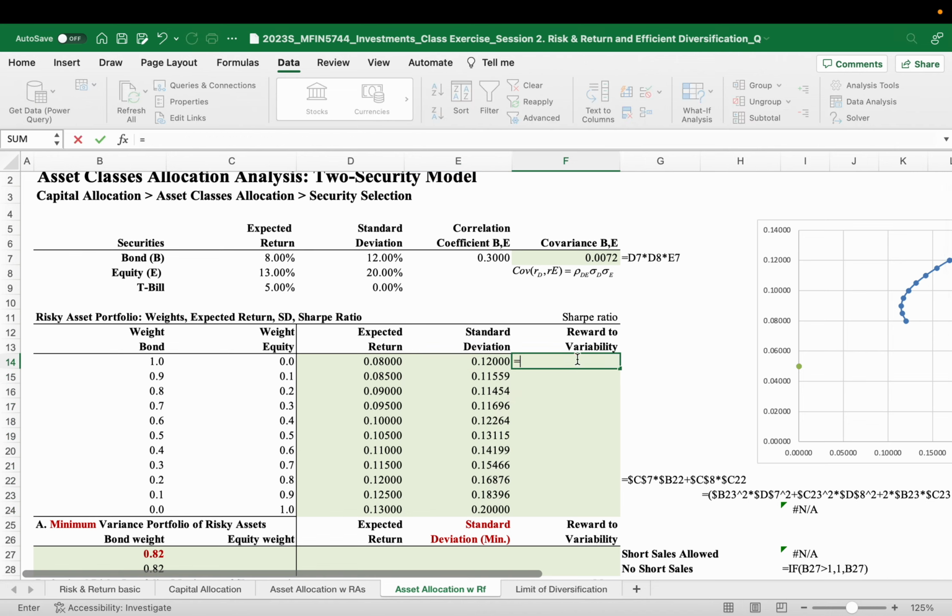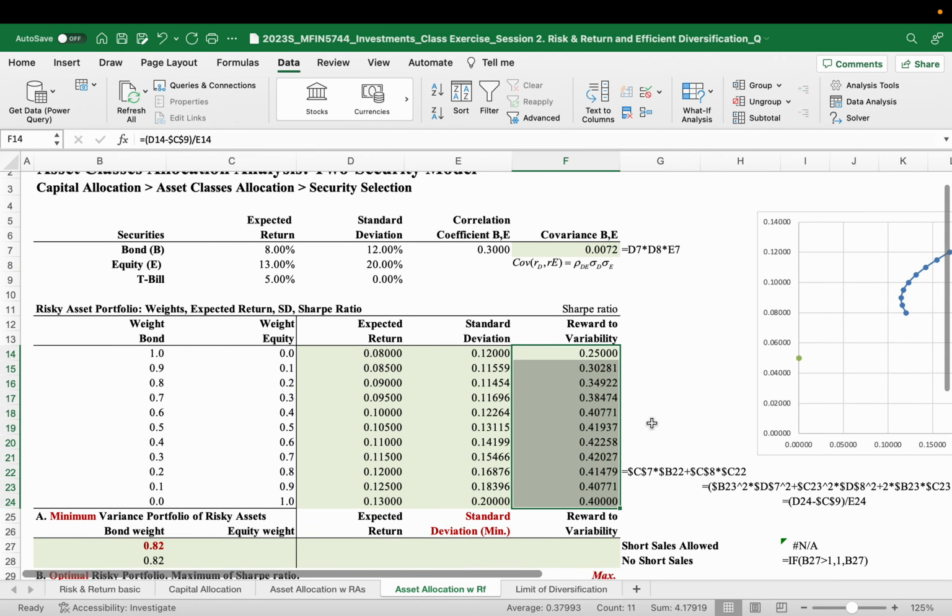How to calculate the Sharpe ratios? Open the parenthesis. Now we have the expected rate of return minus the 5% Treasury bill, so that we get the risk premium or excess return, divided by the standard deviation of this case. So we got the Sharpe ratios, right?